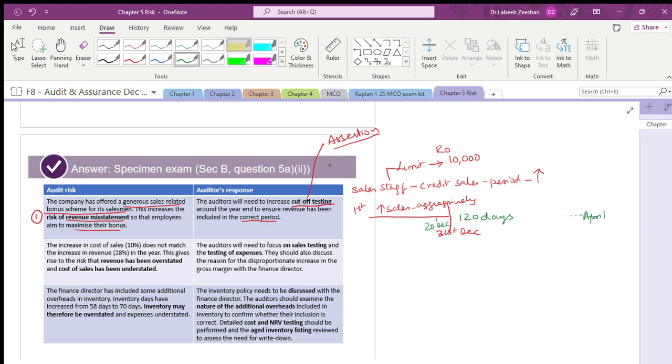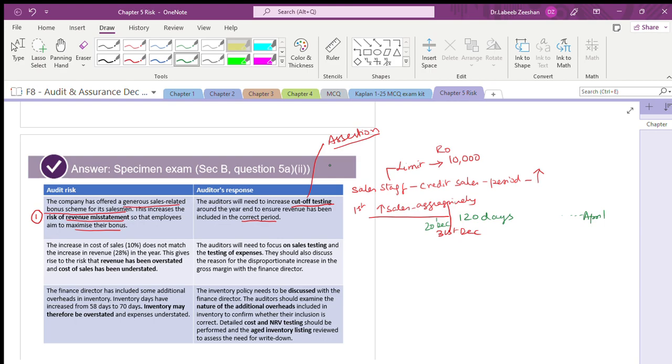Repeat again the first audit response. See what happens. It is a cutoff. They are making sales, and when the deadline is coming, you will do it aggressively. I want to achieve the target, and to achieve the target, next year sales also will be included. We have to ensure that this year sales are recorded in this year's accounting period, and next year sales are recorded in the next year's accounting period.